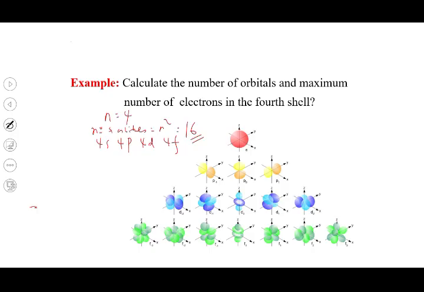Each orbital accommodates a maximum of 2 electrons. Therefore, the total number of electrons in the fourth energy level equals 2n squared, which is 2 times 16, 32 electrons.